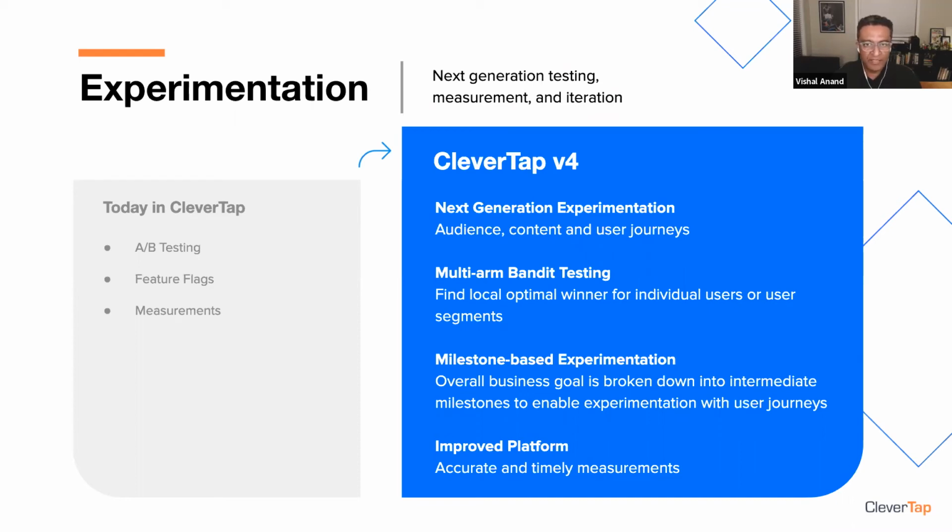So we're adding testing framework for audience, like the first time user only, or for content, like what copy, what color, what layout works better, and for user journeys. We're building multi-arm bandit testing to find a local optimal winner, where we use machine learning to learn from data gathered during the test to dynamically increase the traffic allocation in favor of better performing variations.